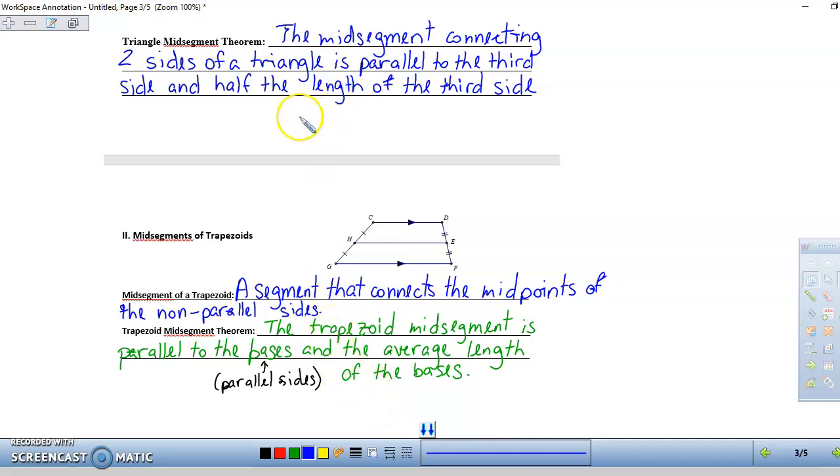Okay, welcome back. So you should have midsegment. So as I said, the segment connecting two sides of a triangle is parallel to the third, but half the length of the third. So that's what we just discovered in that activity above.